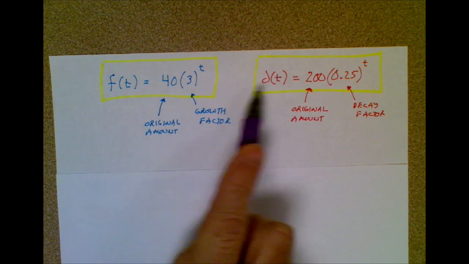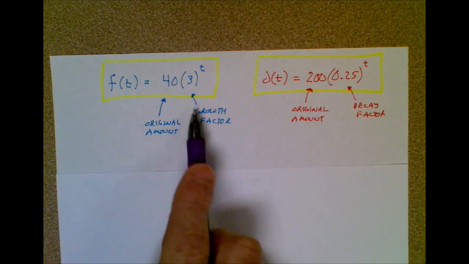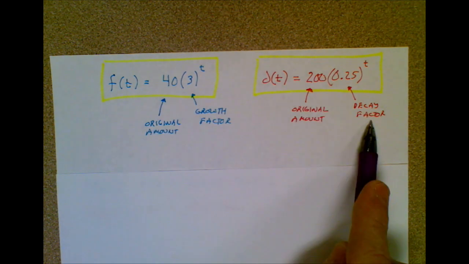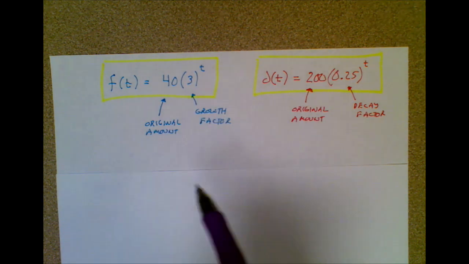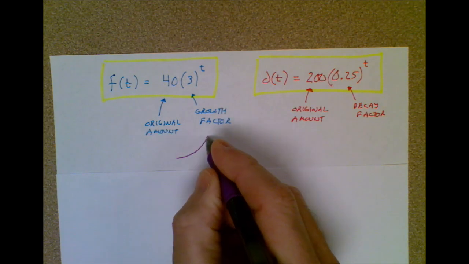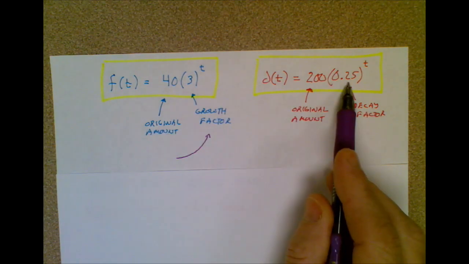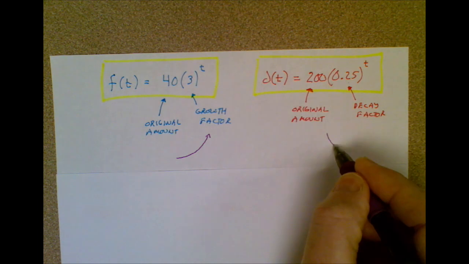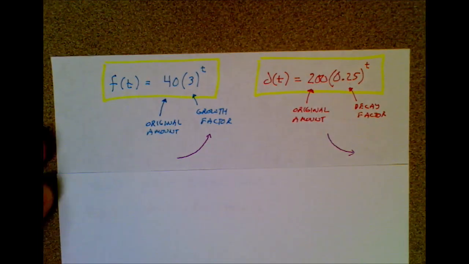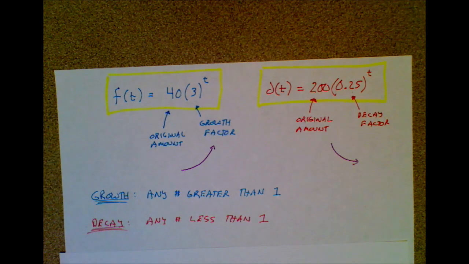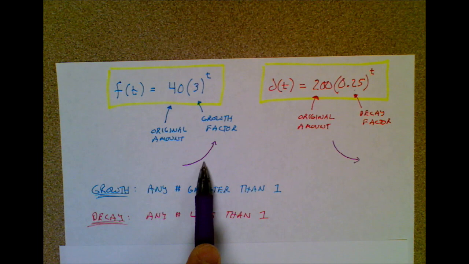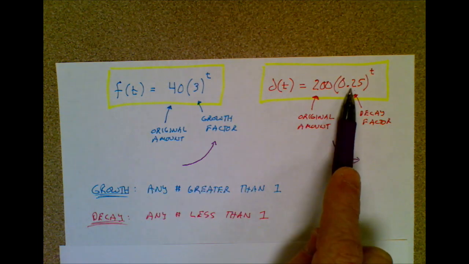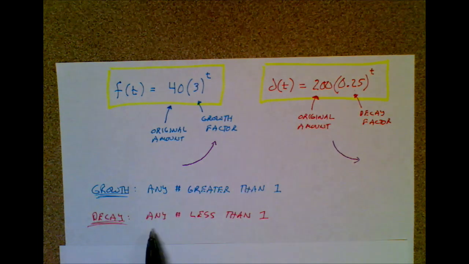Then the number in the parentheses that has the exponent is going to be either the growth factor or the decay factor. And what we're going to find out is when this number is bigger than 1, we have a shape of an exponential graph that is going upward, and when this number is less than 1, we have a shape of an exponential graph that's going downward. So remember that anytime your growth factor is bigger than 1, you have an increasing exponential function, and anytime your growth or decay factor is less than 1, you have a decreasing exponential function.